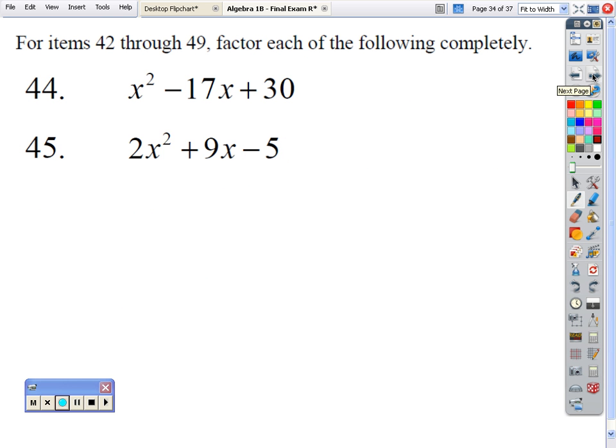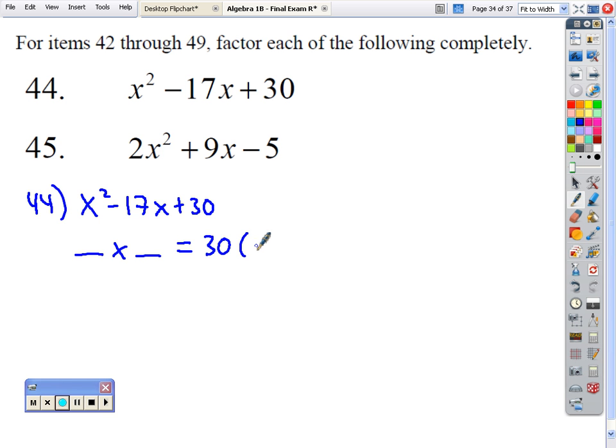Okay, so in 44 and 45, I'm going to use the ABC method for both problems. Okay? So let's just do that, and I'll write 44 out here. I have x squared minus 17x plus 30. So again, I'm looking for two numbers that multiply to equal a times c, which in this case is 30, and add to equal negative 17, which is b.